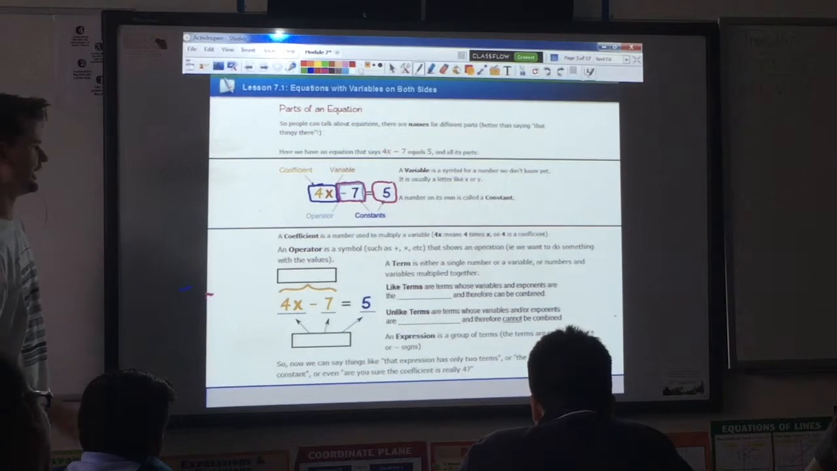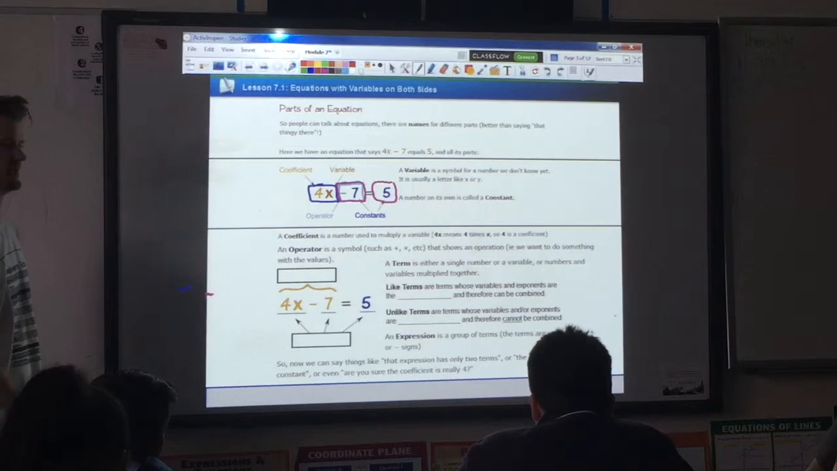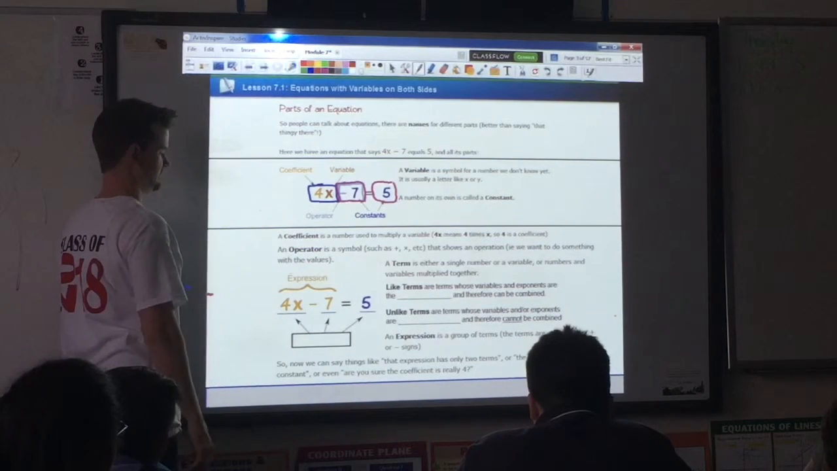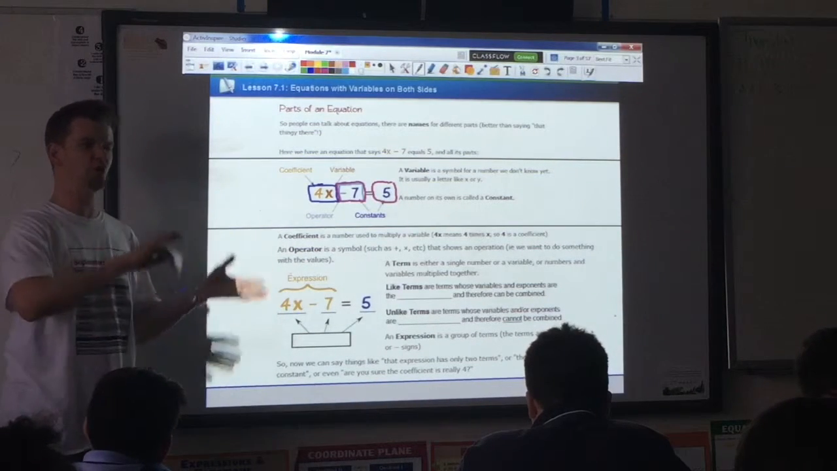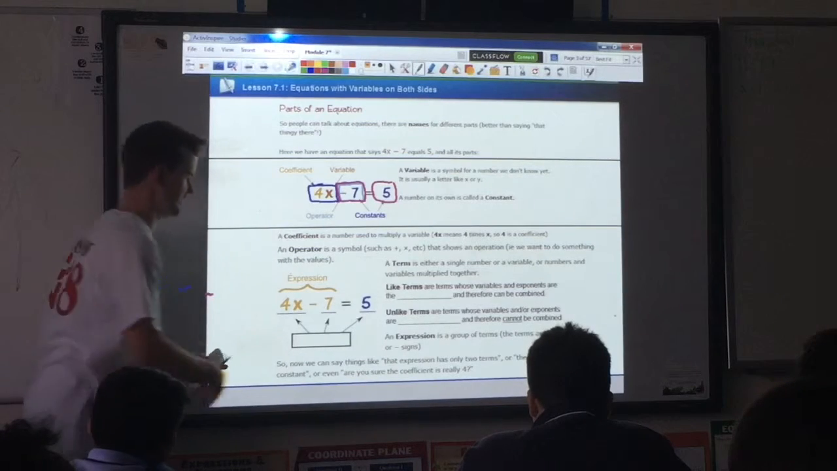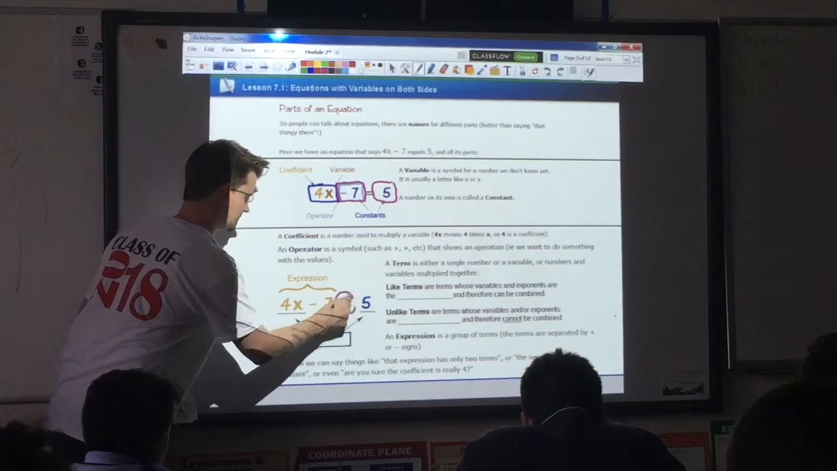However, if we were just to look at the 4x minus 7, if I were to take away the equal sign, what's that called? An expression. It's called an expression. The difference between an equation and an expression is just that little equal sign right there.